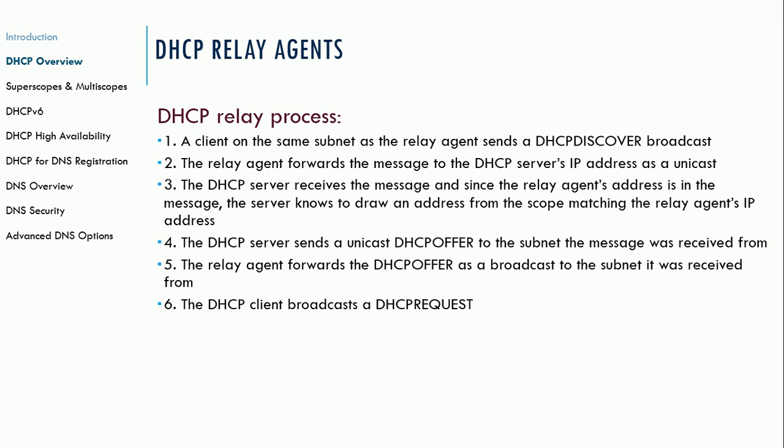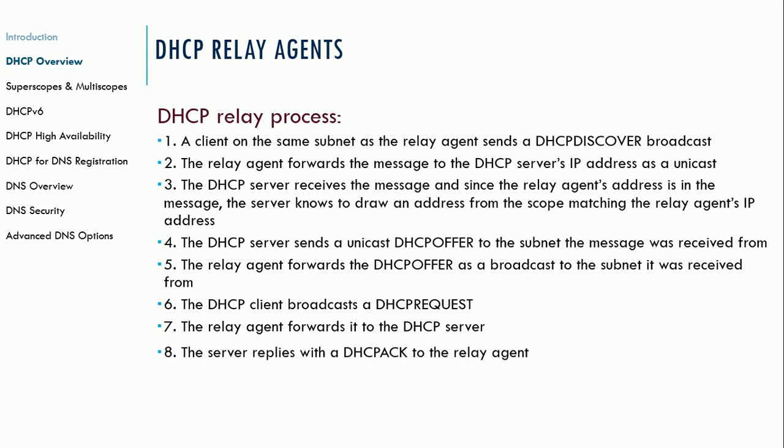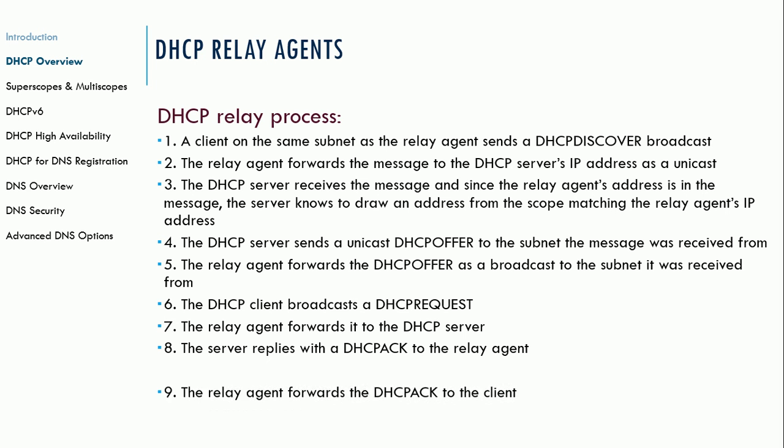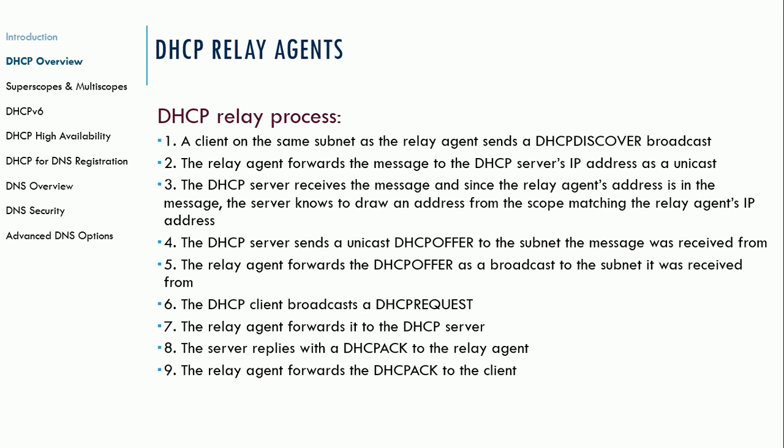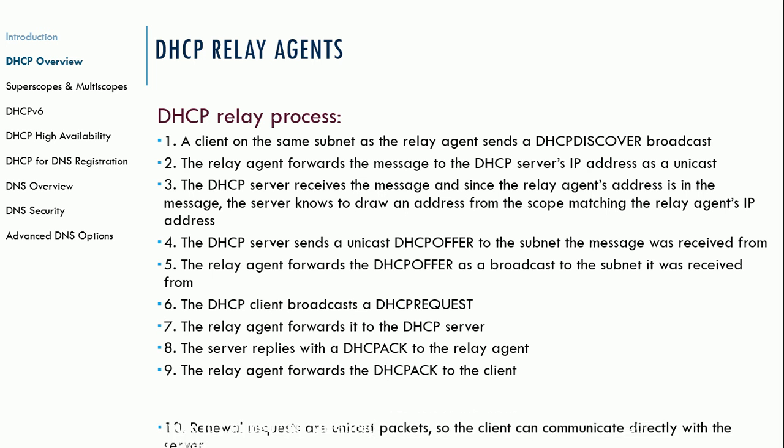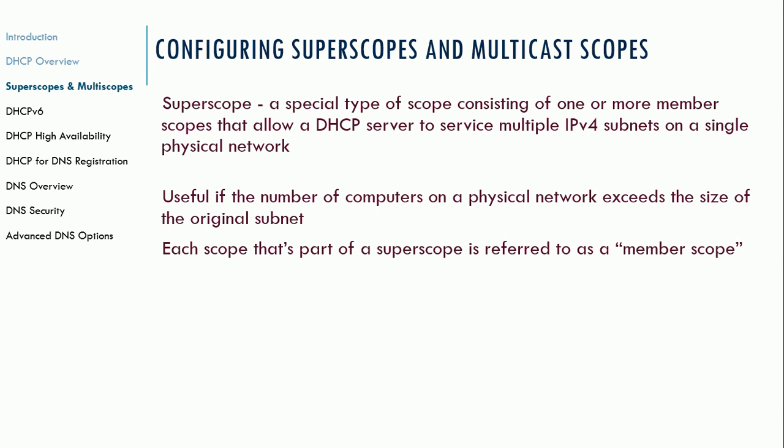And then the DHCP client broadcasts a DHCP request. The relay agent forwards it to the DHCP server. Likewise, it sends the acknowledgement back to the client. And that's basically the entire process. So basically, the DHCP relay agent simply inserts itself in the middle of the communication to facilitate the communication between different subnets. In the next slide deck, I'm going to talk about superscopes and multiscopes.